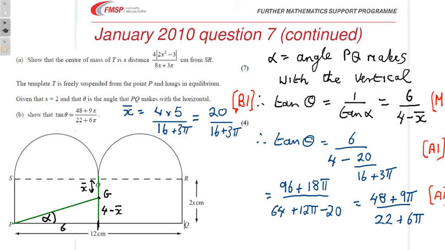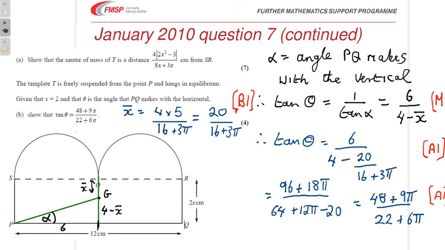So if alpha is the angle with the vertical, and tan alpha is 4 minus X bar over 6, the angle with the horizontal is 90 minus alpha. So if I call that theta, the tan of theta will be 1 over the tan of alpha, or cot of alpha. So tan of theta will be 6 over 4 minus X bar for the angle it makes with the horizontal.